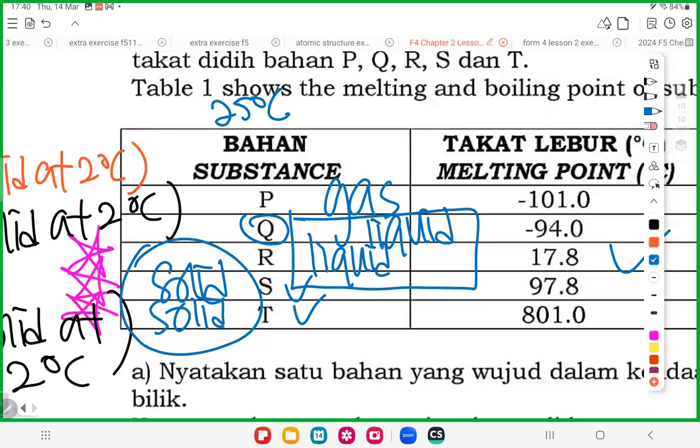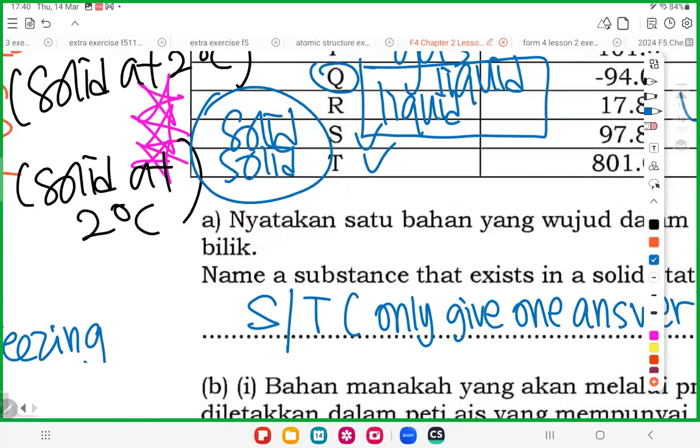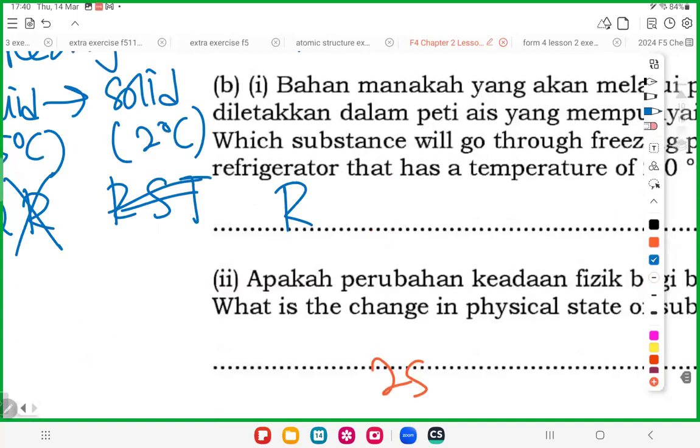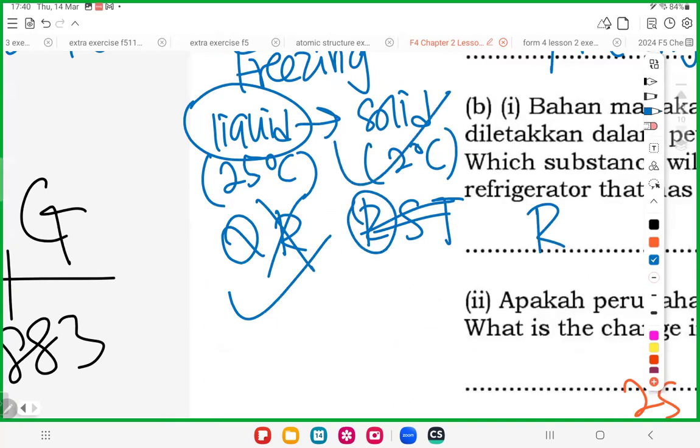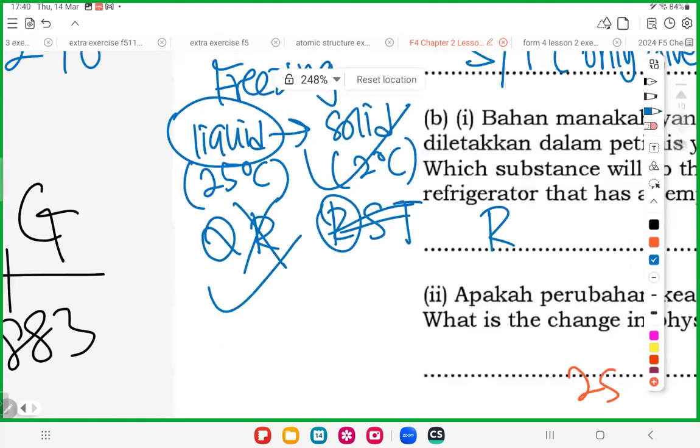That's why the best answer is substance R, because substance R is a liquid at room temperature, and substance R is a solid at 2 degrees Celsius. So liquid changes to solid. That is what freezing is all about.